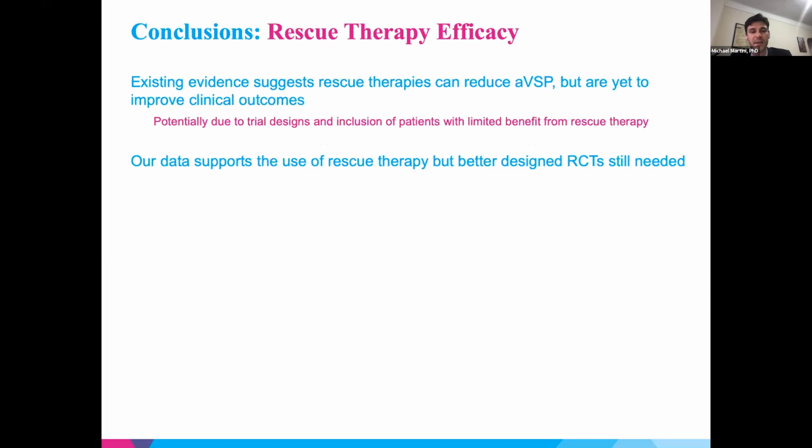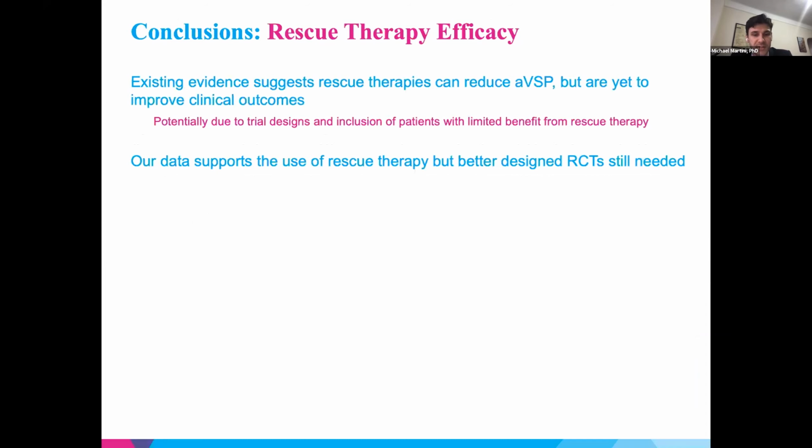So to conclude, I think here are some takeaways from this analysis. Most notably, our data does support the use of rescue therapy. And this is important because, as noted in the beginning, the existing evidence in the field kind of suggests that rescue therapies can reduce vasospasm, but are yet to improve clinical outcomes.